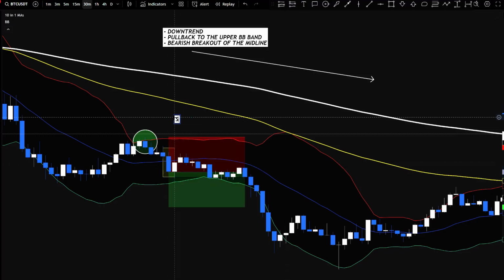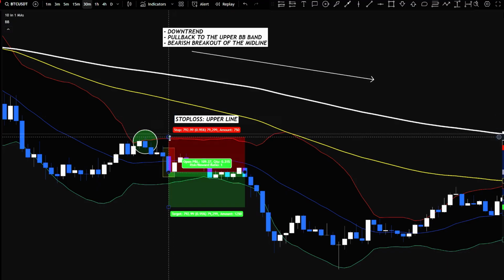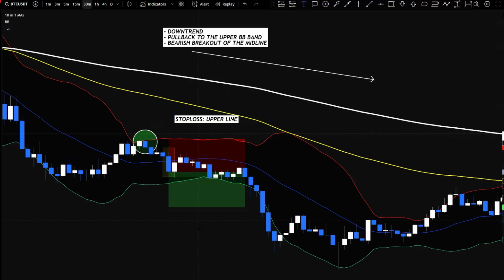The stop loss for a sell trade goes right above the upper Bollinger line where the price tested it. And your profit target is still that simple 1 to 2 risk to reward ratio we talked about.